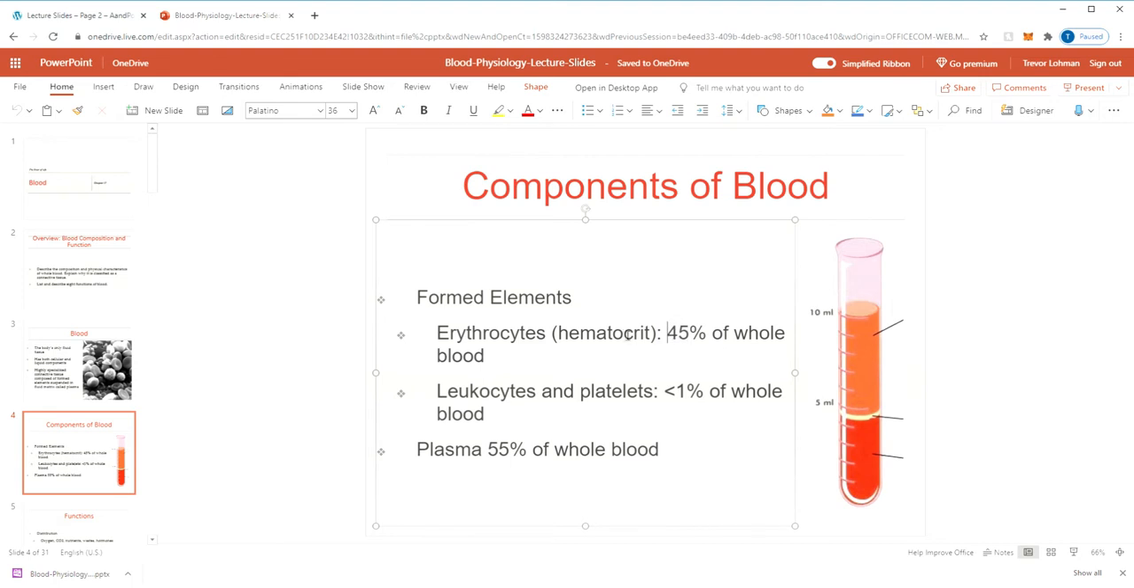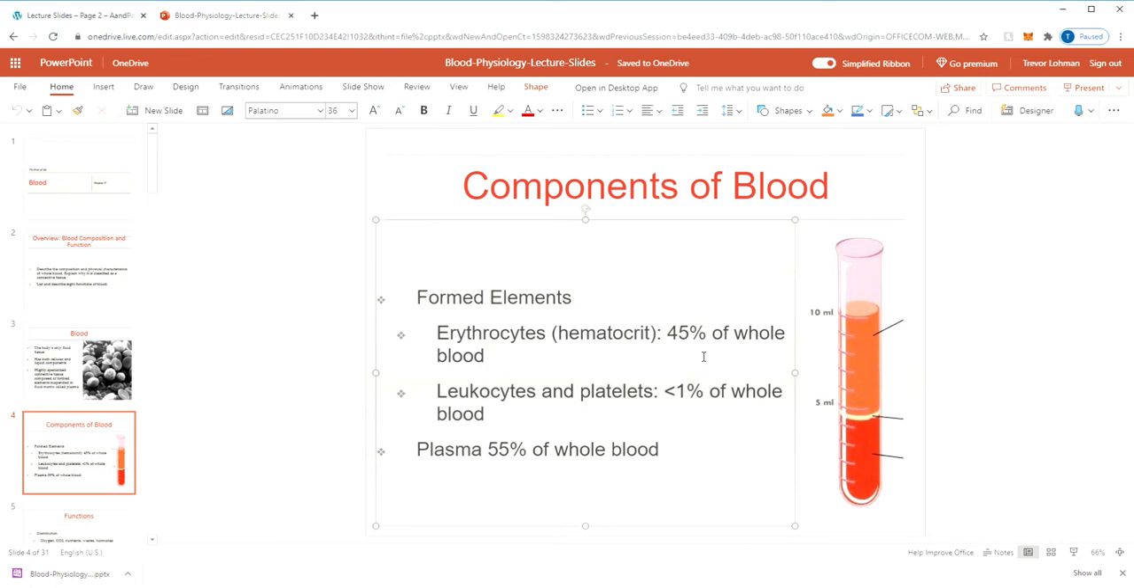So anyway, those are the red blood cells, the erythrocytes. That measure of the percentage of your blood that is made up of erythrocytes is called the hematocrit. A common thing you might read in a hospital chart is H&H, hematocrit and hemoglobin. We'll talk about hemoglobin a little bit later.